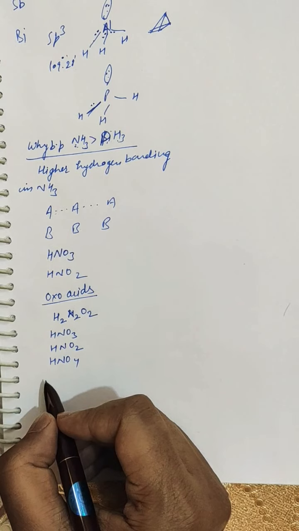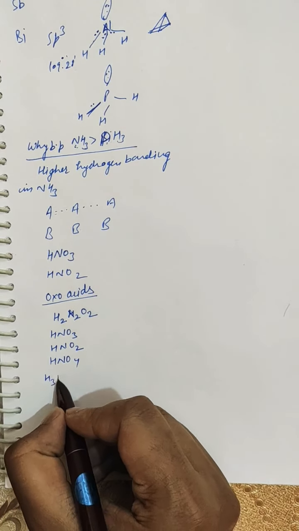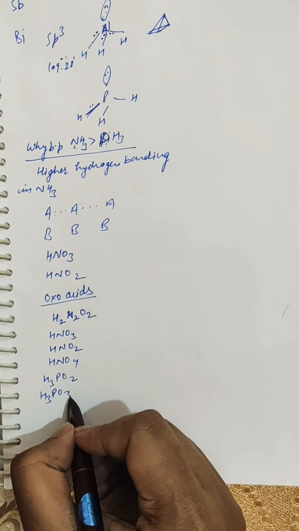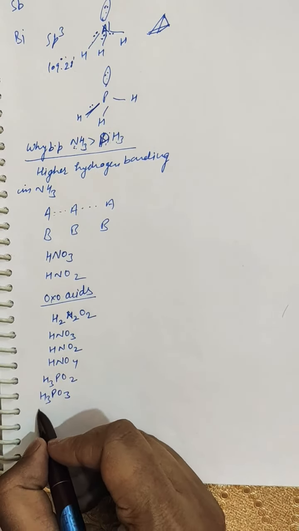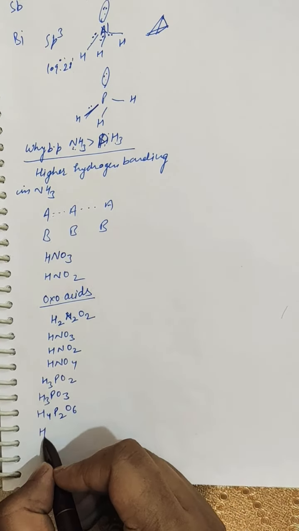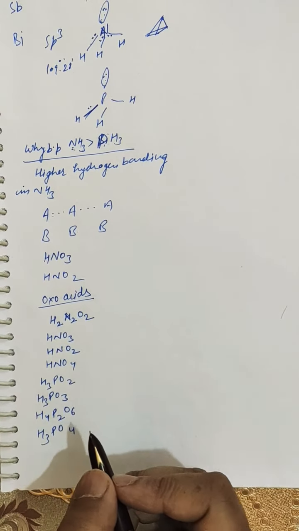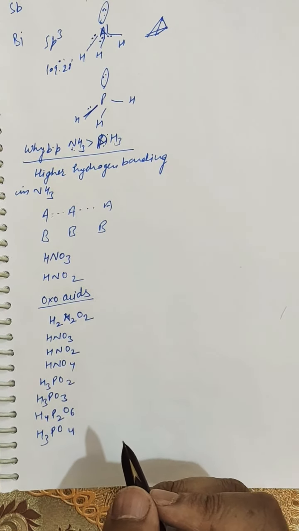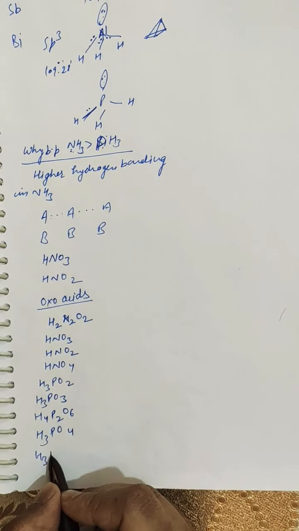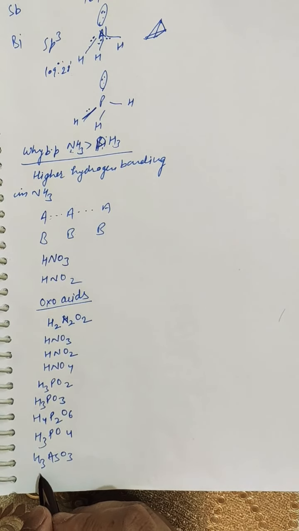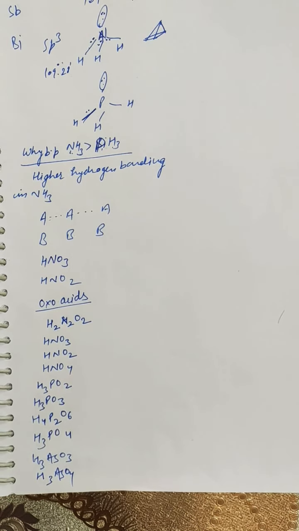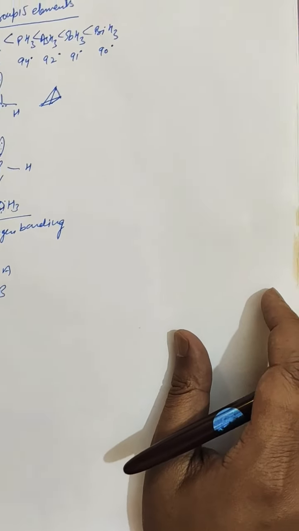Further, in case of phosphorus, there are different oxo acids like H3PO2, H3PO3, H4P2O6, H3PO4. These all are oxo acids. Arsenic also forms two oxo acids having formula H3AsO3 and H3AsO4. These all are oxo acids.